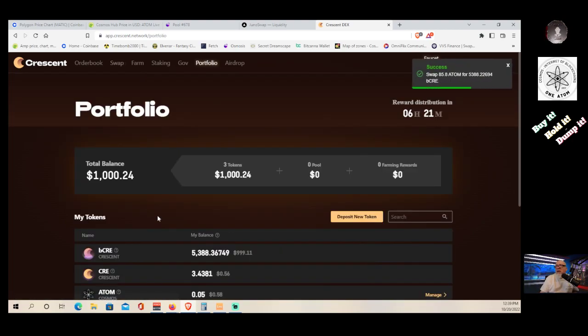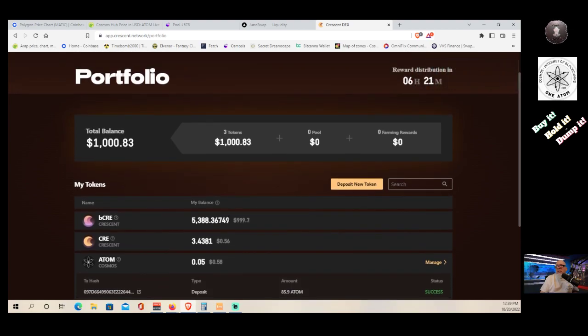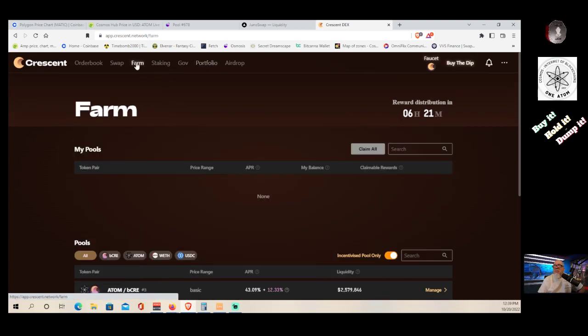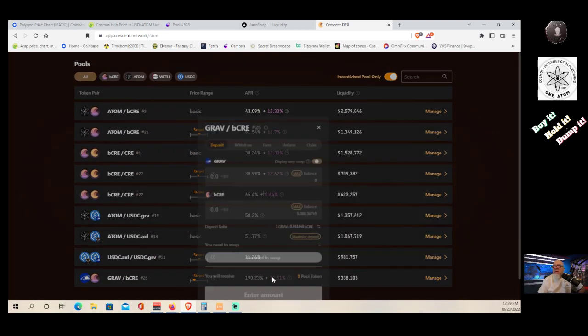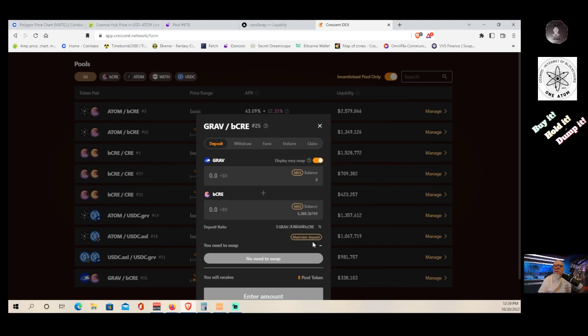If I come back over here to portfolio, you're going to see all of that bCRE right there, and it costs us about 30 cents to go ahead and make this transaction. So now we're going to come over here. We're going to go to farm. We're going to find the one that I'm interested in, and here's the fun little button up there.